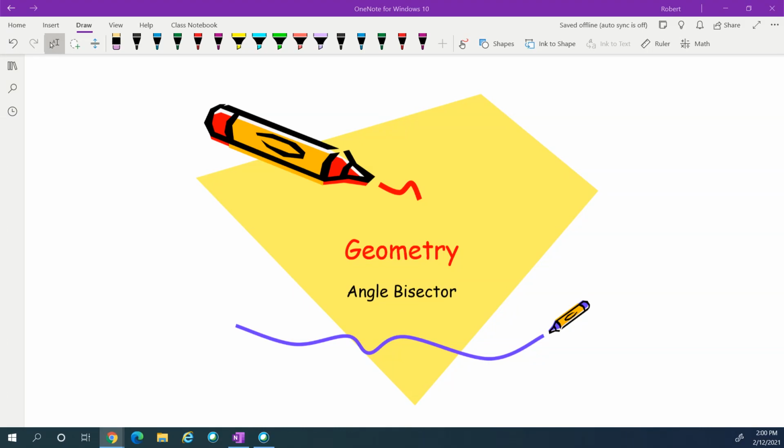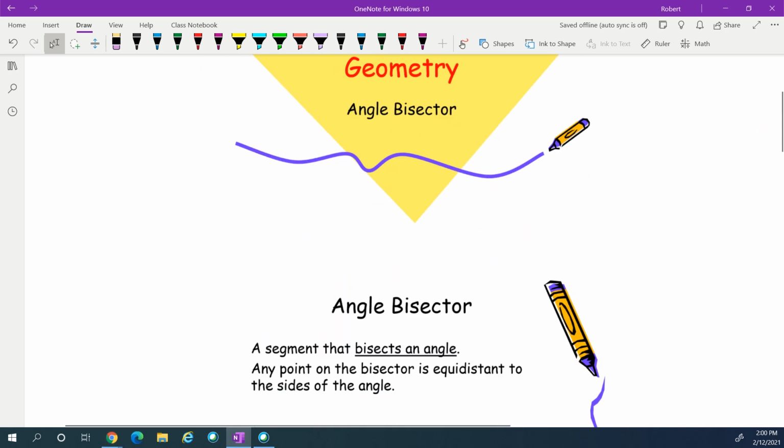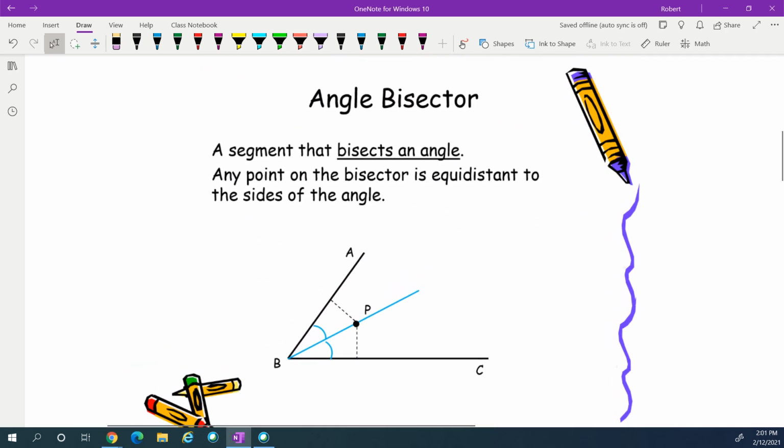Okay, we are back with our special segment, and this one is the angle bisector. It's the same angle bisector from chapter 1 at the beginning of the year. Instead of just bisecting an angle, it's bisecting an angle in a triangle. Otherwise, everything is pretty much the same. So we know an angle bisector goes right down the center of an angle.